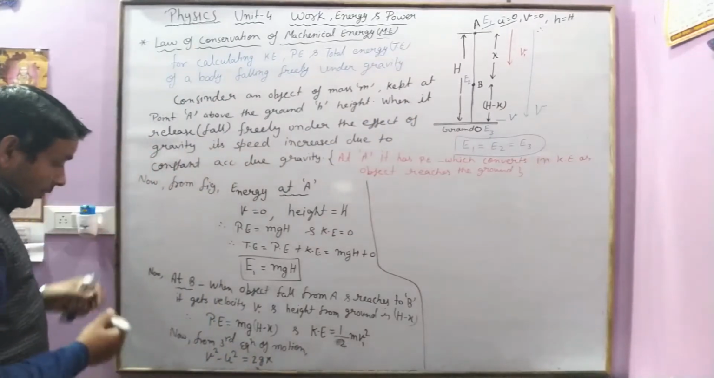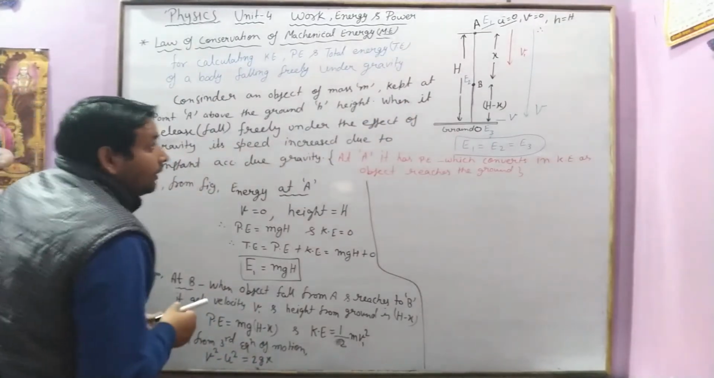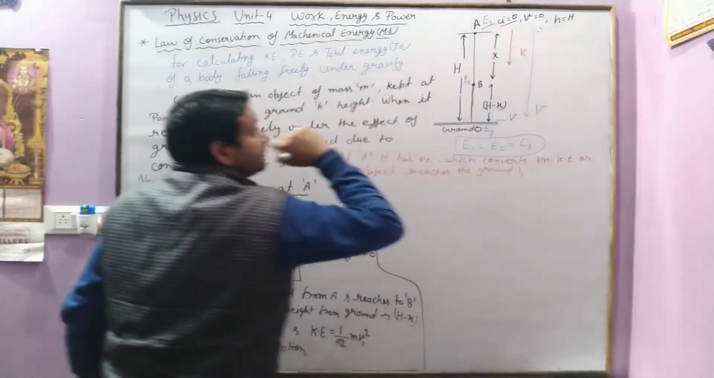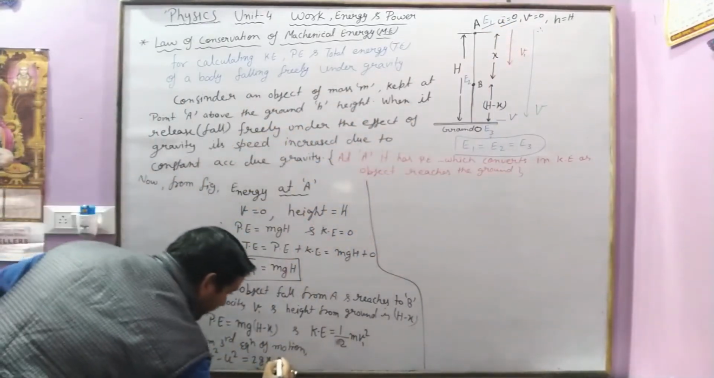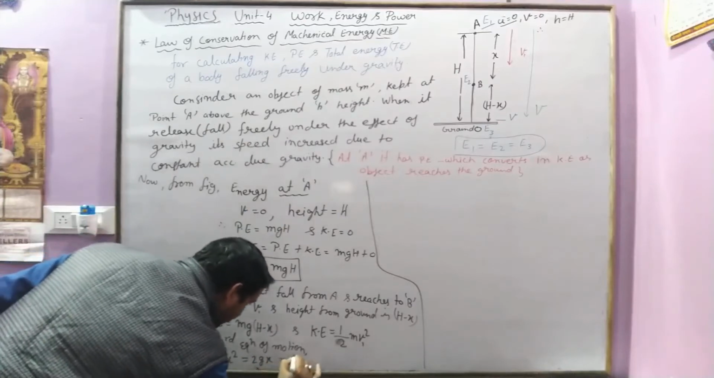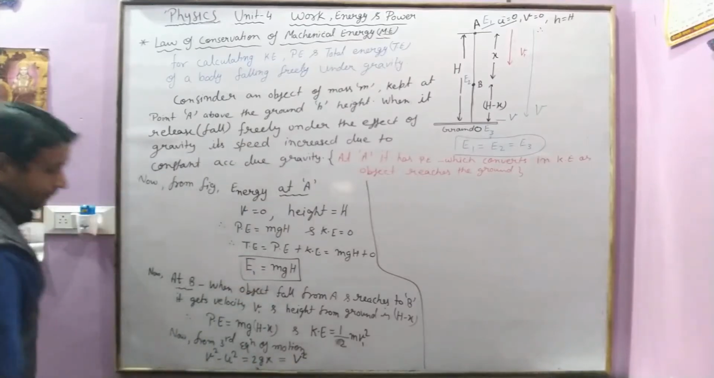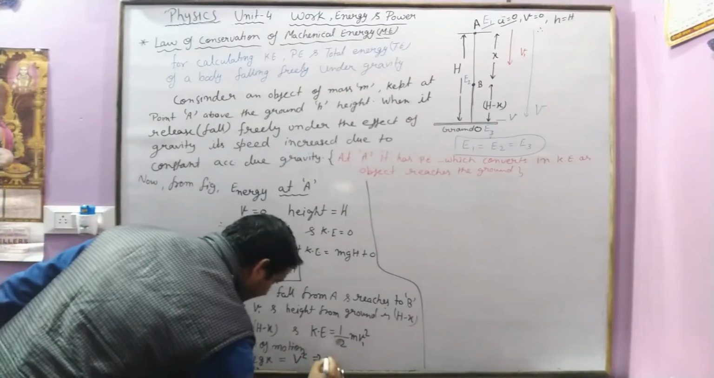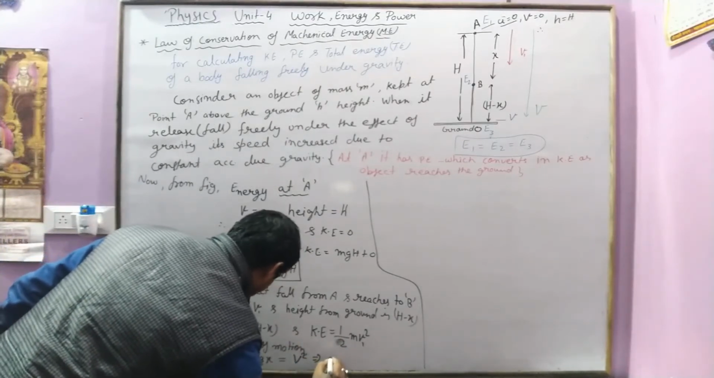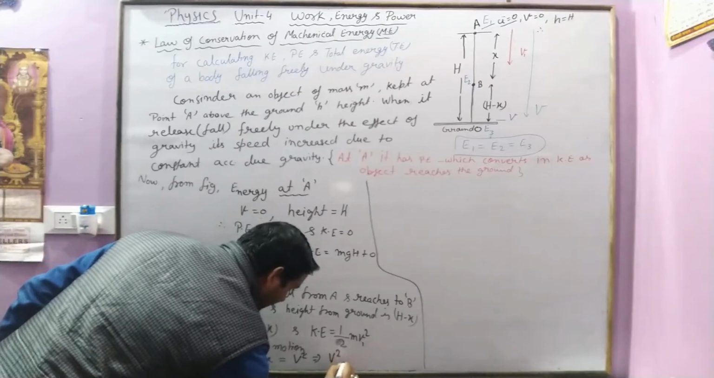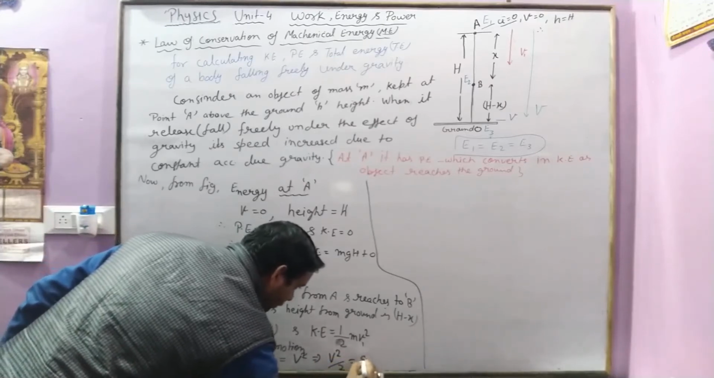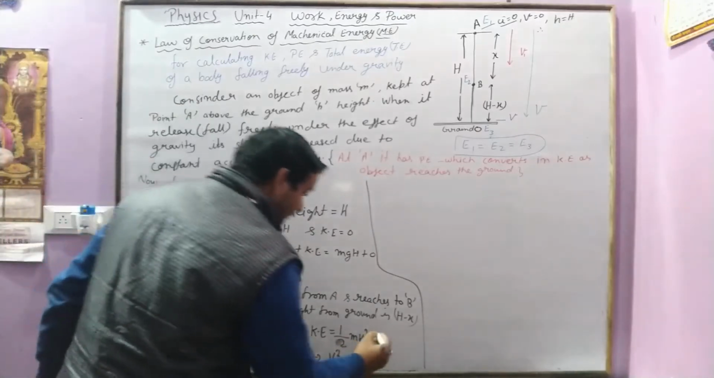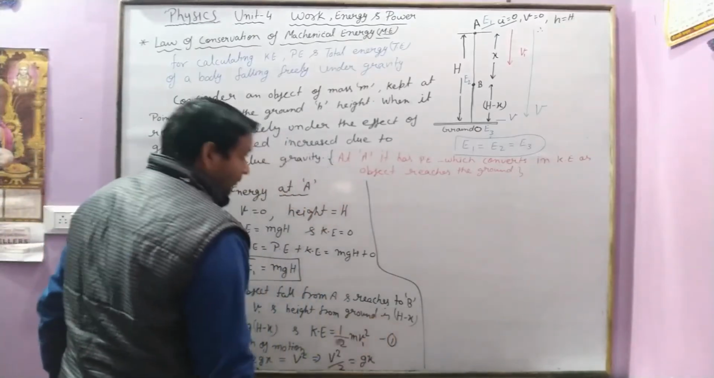Okay, now as the initial velocity is 0, then we get this is equal to v square. Okay, now we can calculate v square by 2 is equal to gx. Okay, now this is equation first.